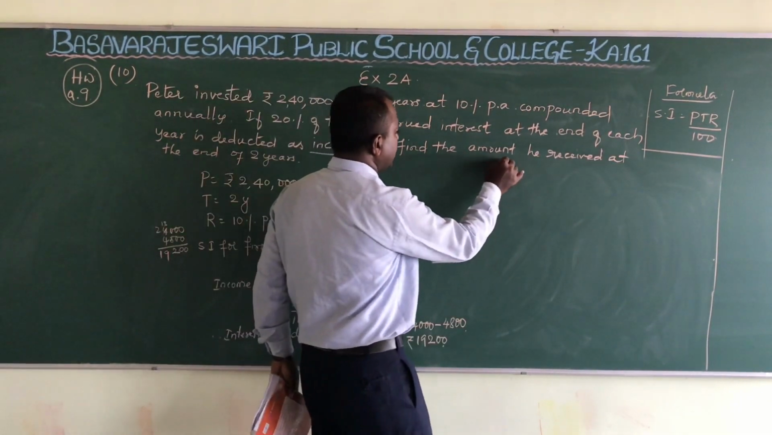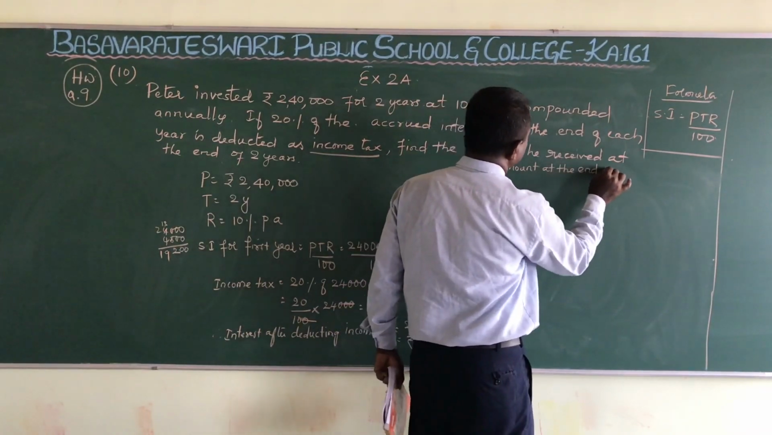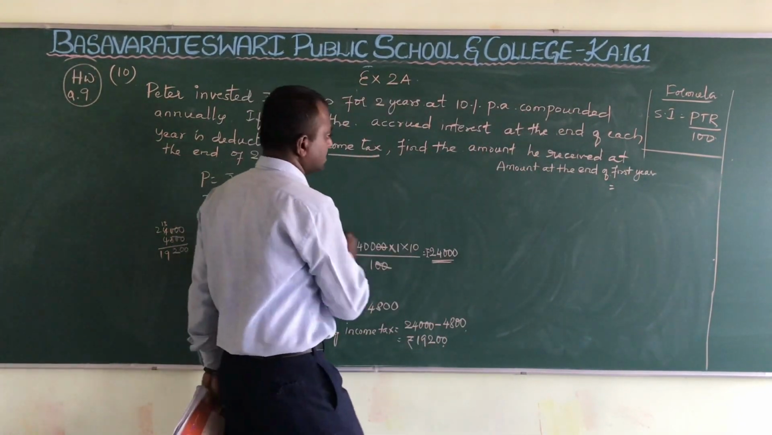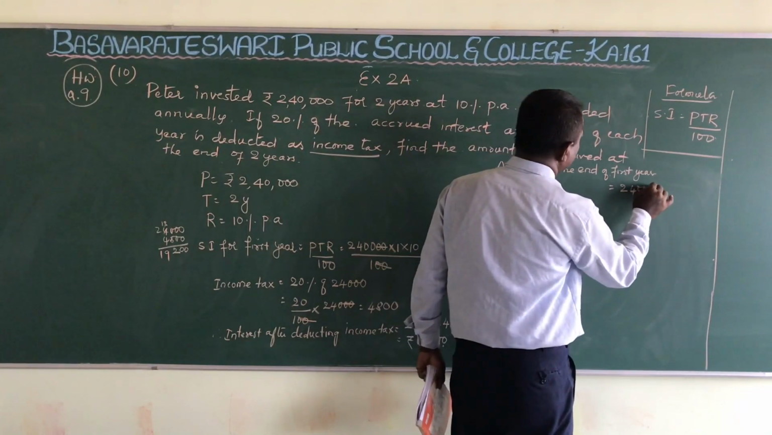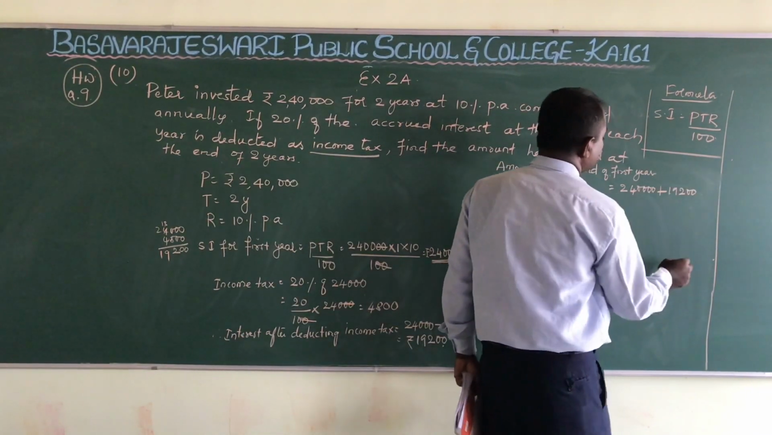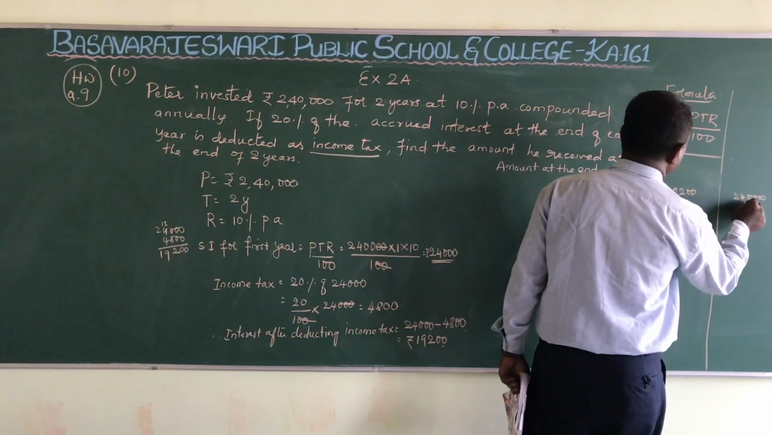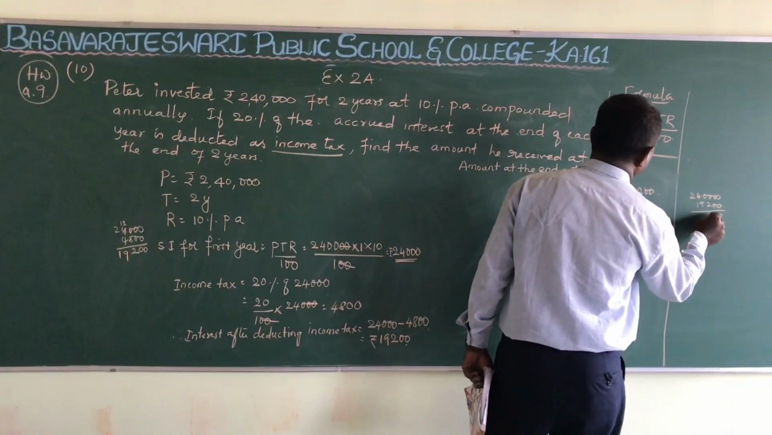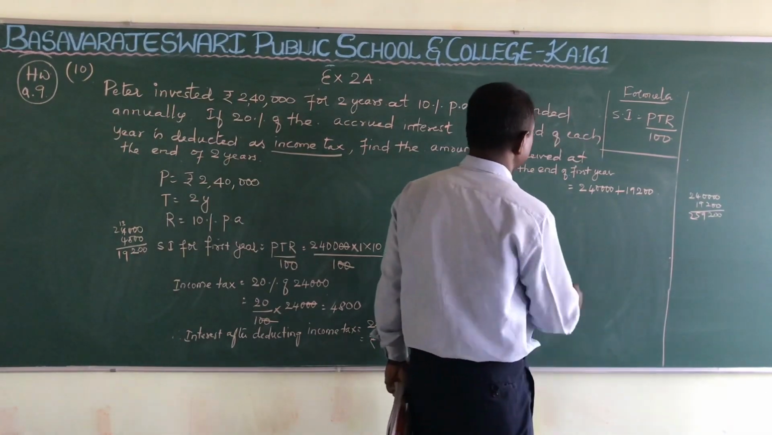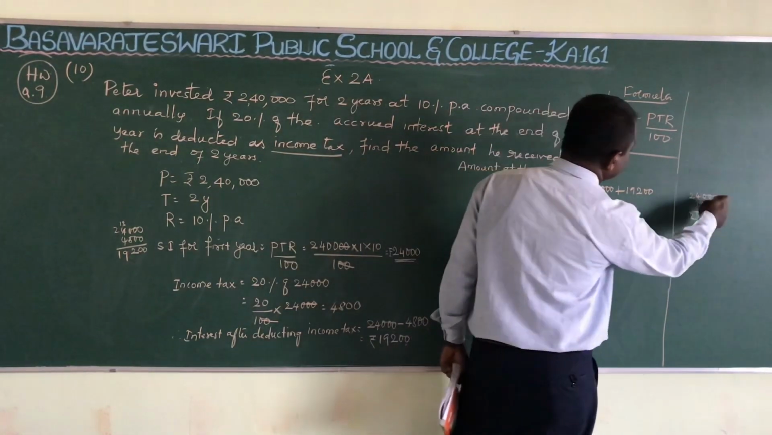Therefore, amount at the end of the first year is equal to, what was the original principal? 2,40,000 plus 19,200. So 2,40,000 plus 19,200 gives 2,59,200.